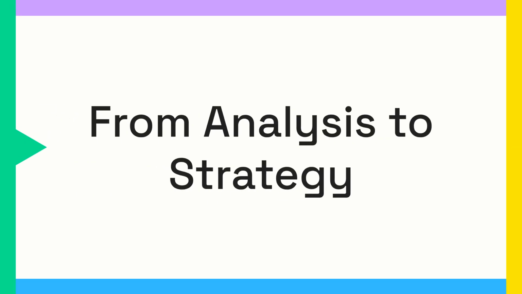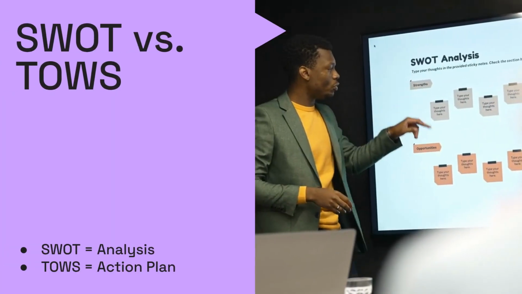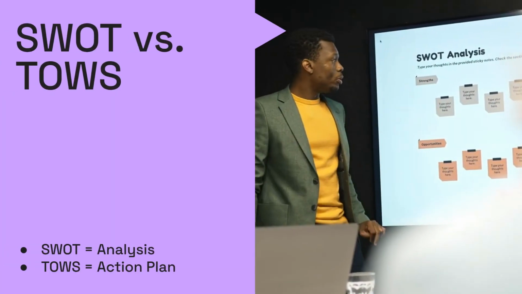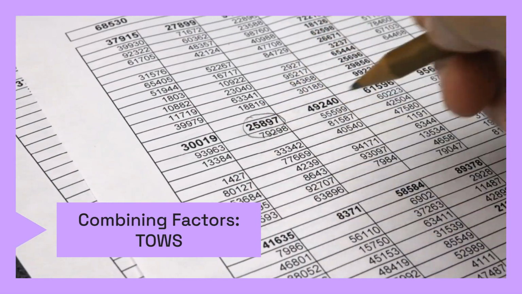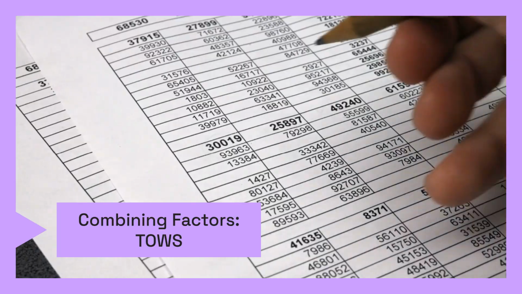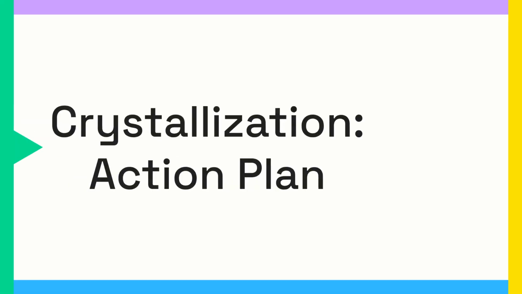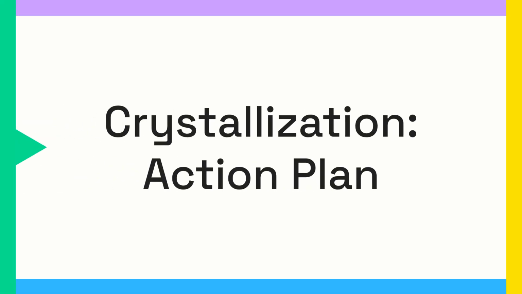SWOT gives you the analysis, but how do you move from analysis to action? SWOT is for analysis, while TOWS is the action plan to build strategies. TOWS involves combining these factors to create strategic actions: SO, WO, ST, and WT. From understanding your situation with SWOT to formulating strategies with TOWS.